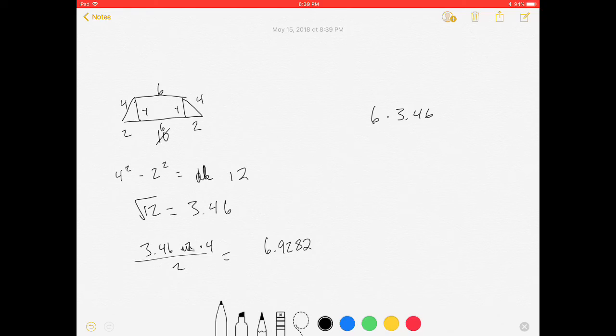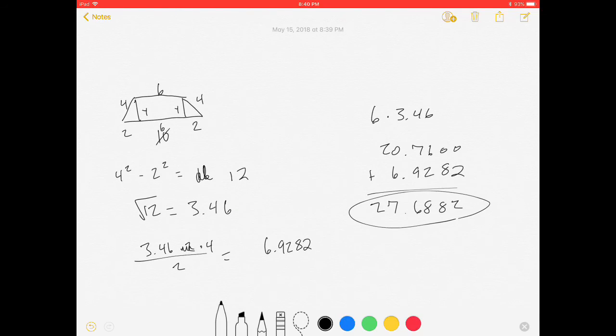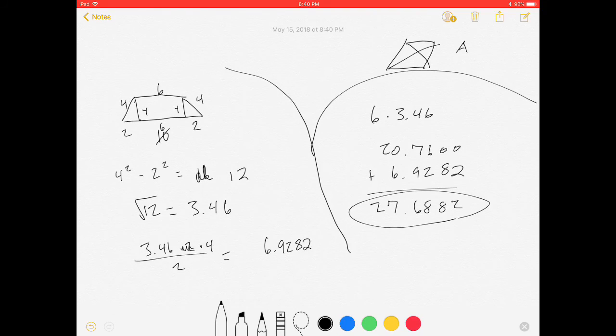So now we're going to do 6 times 3.46, which is going to find our rectangle. I also had to do this in my calculator, which equals 20.76, plus the 6.92, which is the area of the triangles, to find a total area of 27.6882. So there we go. So now let's just find a rhombus using the equation, which is, there's our 2 diagonals, which are 4 and 6. It is 4 times 6 divided by 2, which equals 12. That's pretty easy.